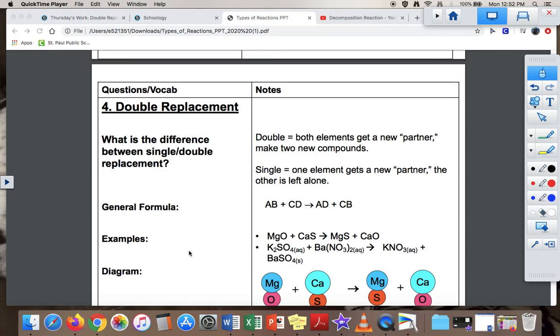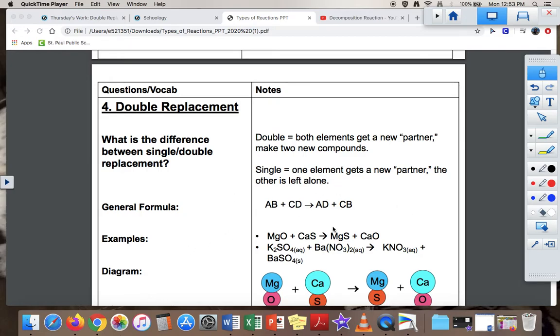So yesterday we talked about single replacement reactions where you have a single element that boots another element out of its compound. When you look at a single replacement reaction, you're always left with one element being alone as a product and one element being alone as a reactant. For double replacement reactions, this is different. In a double replacement reaction, both elements make new compounds. So you have a compound plus a compound produces another compound and another compound.